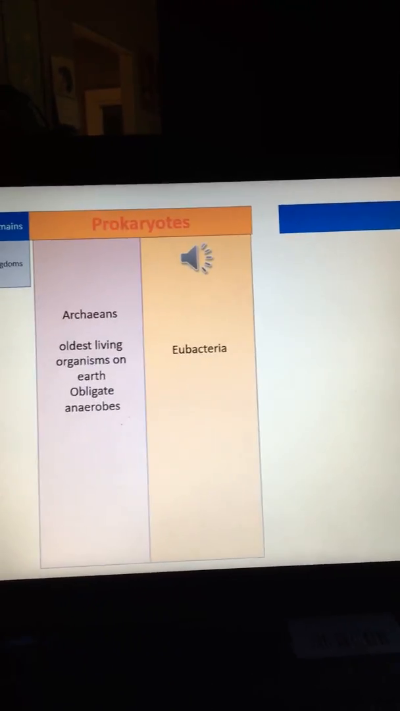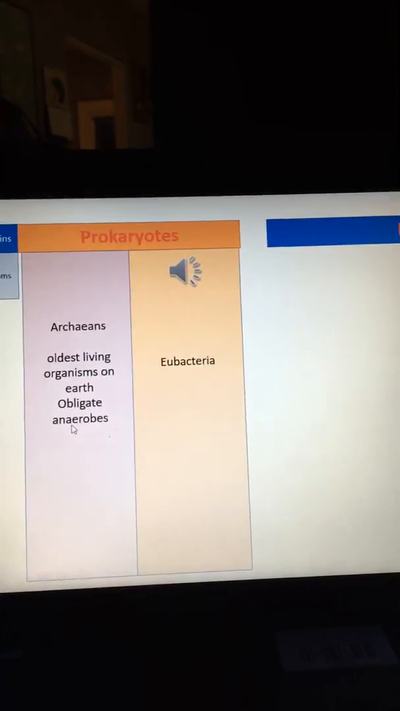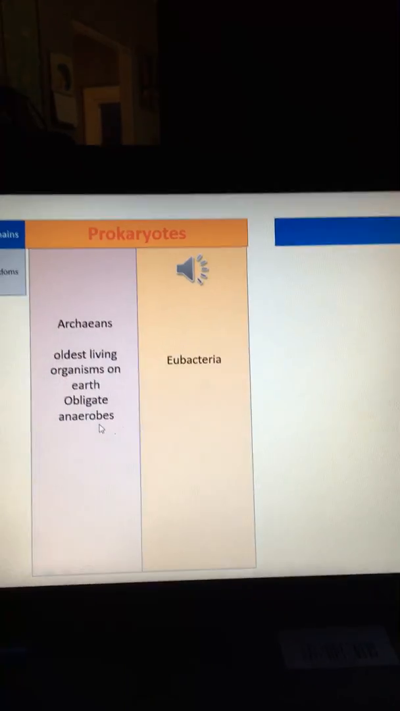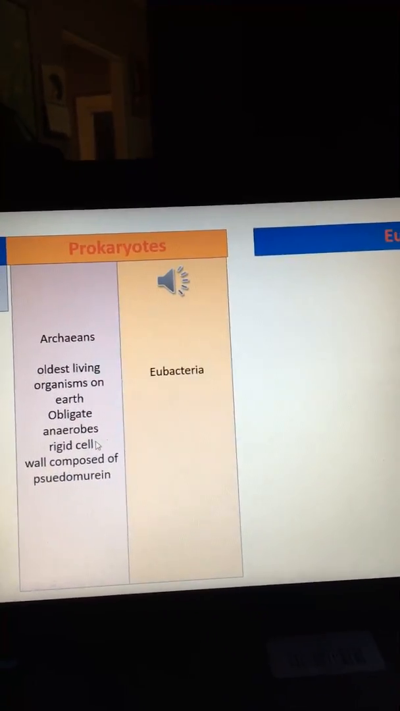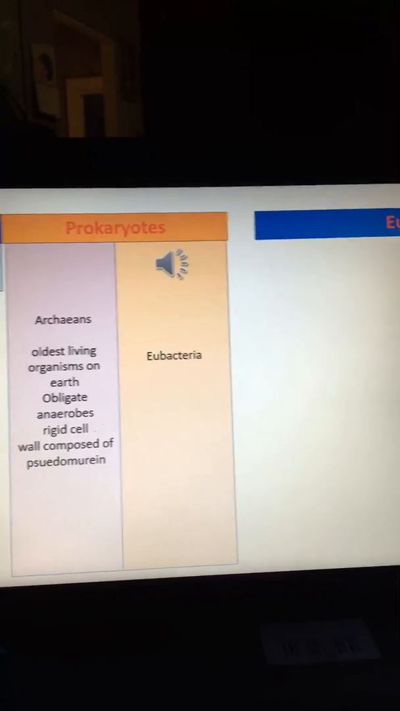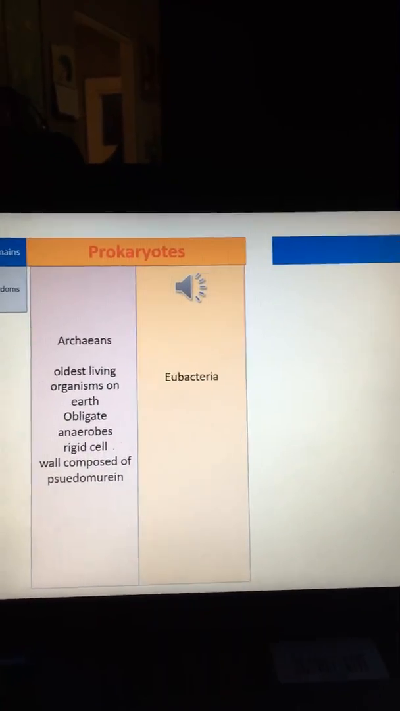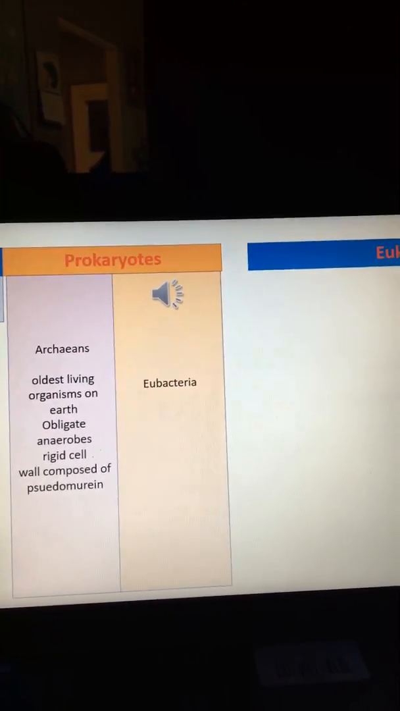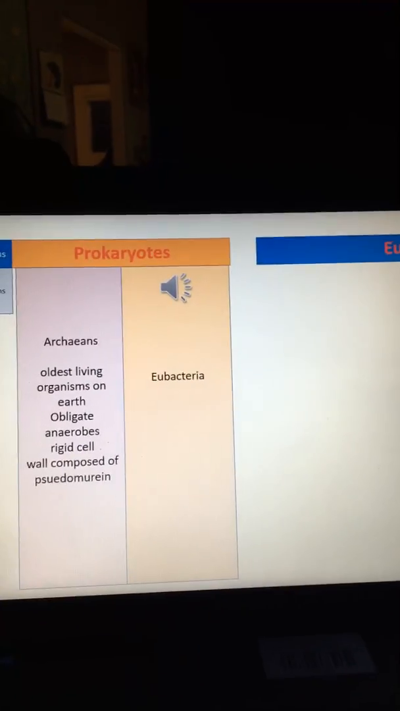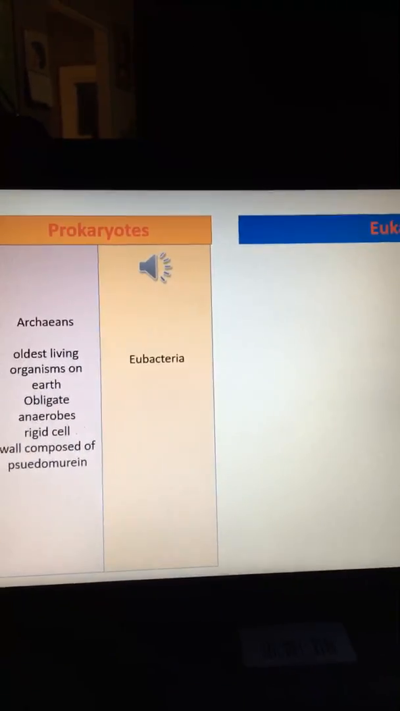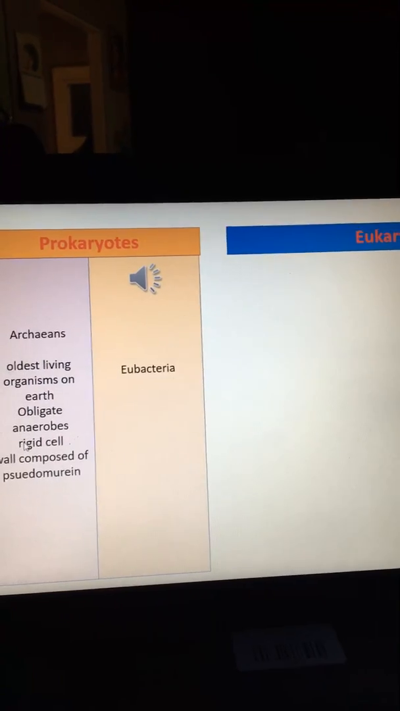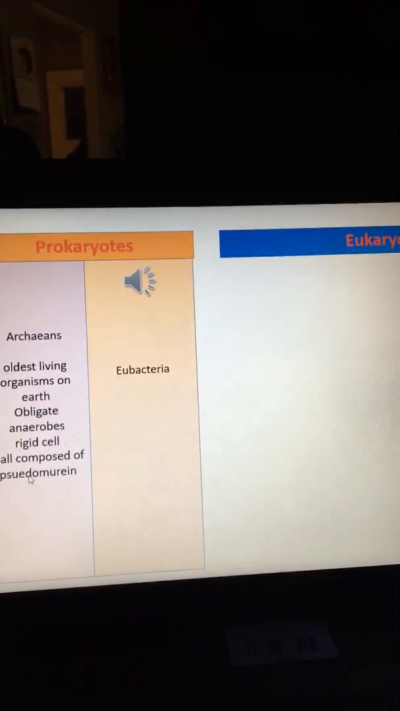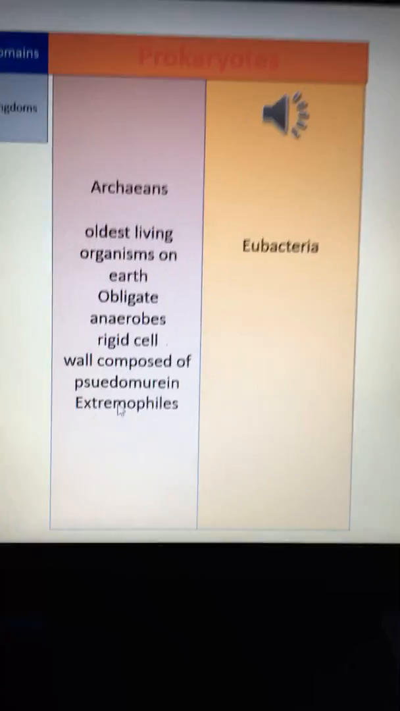Obligate anaerobes. What that means is that they're anaerobic. They don't live in oxygen. They don't need oxygen. What they do is they're extremophiles, and they live in all sorts of different environments that nothing else could live in, like in the stomachs of methane-producing animals. They live in hot springs where it's really, really hot. No other organism could survive. They live where it's very, very salty and no other organism could survive. So we call them extremophiles. They do have a rigid cell wall composed of a substance, which I spelt wrong here, called pseudomurein. And I've already said they're extremophiles.